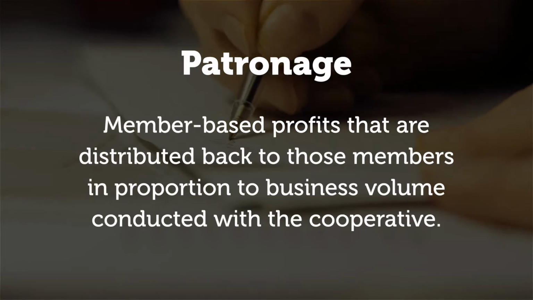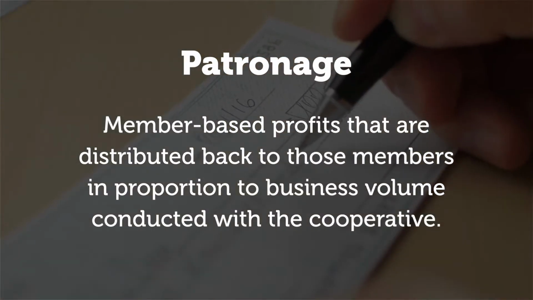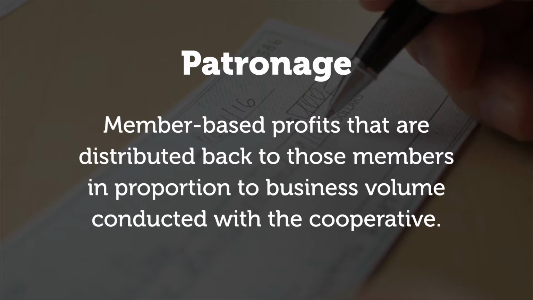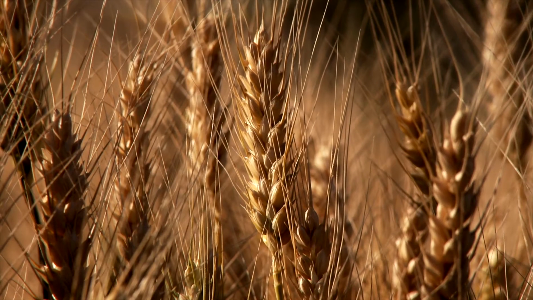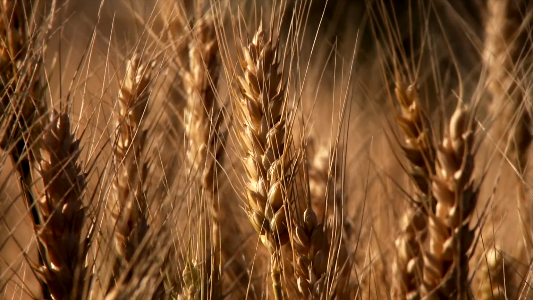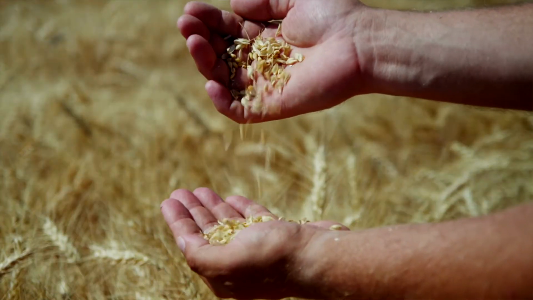So what is that? Patronage is member-based profits that are distributed back to those members in proportion to business volume conducted with the cooperative. Typically, patronage business volume is measured in units, such as cents per bushel, dollars per ton, or dollars per gallon. Patronage is also an incentive for members to conduct business with the cooperative. So if the cooperative is profitable, the more business a member conducts with the cooperative, the more profits that member could receive back in the form of a patronage distribution.